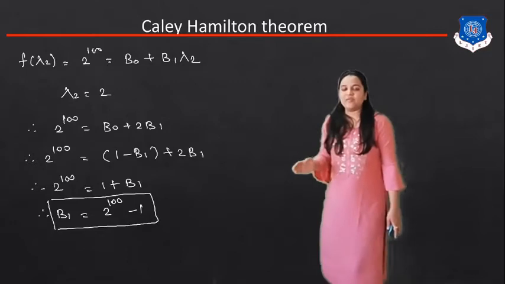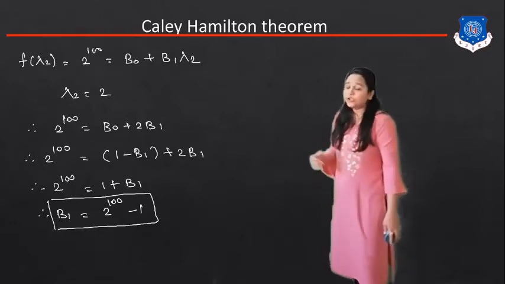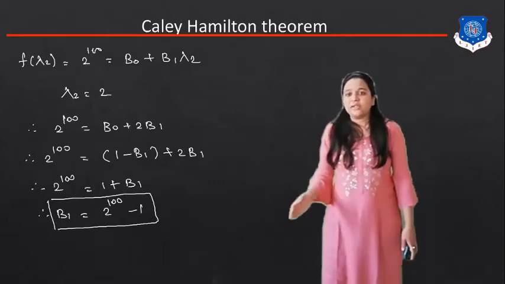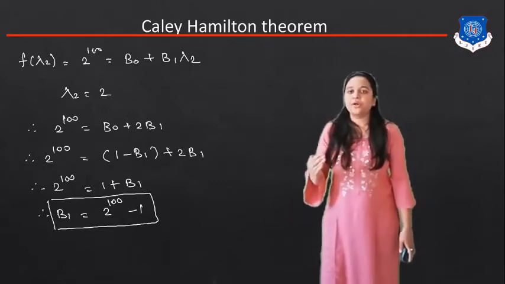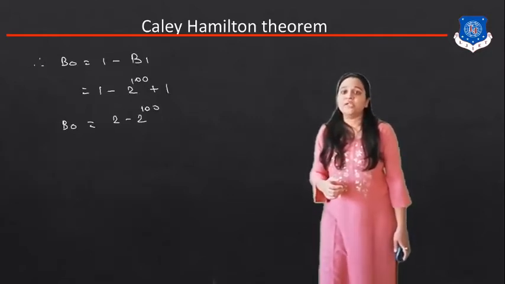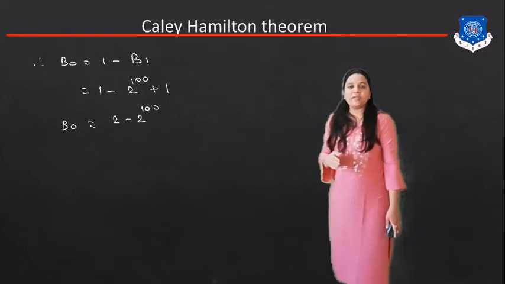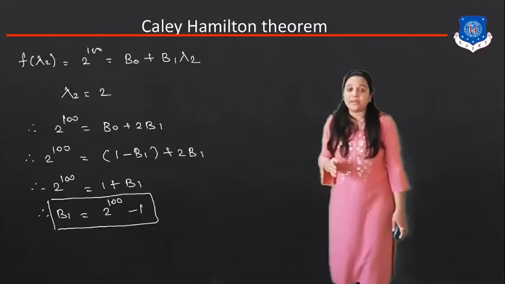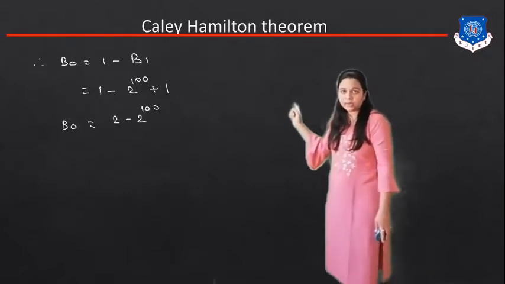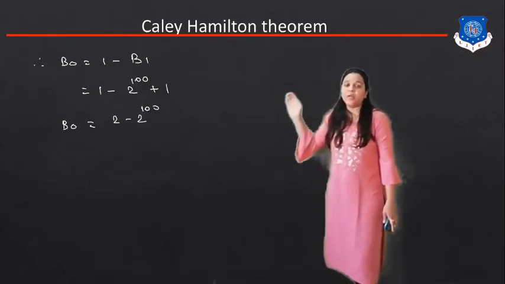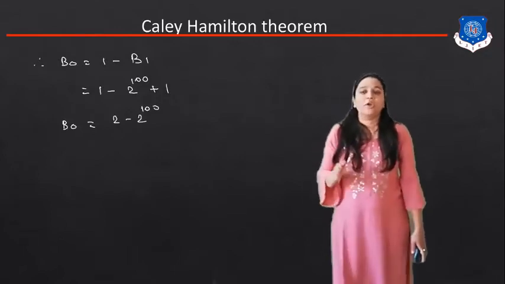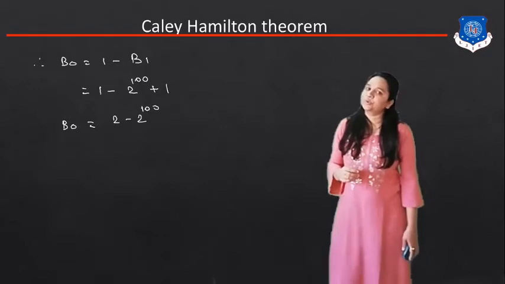Now minus b1 plus 2b1 becomes b1. So 2 raised to 100 is equal to 1 plus b1. So b1 is equal to 2 raised to 100 minus 1. Now what is the equation of b0? b0 is equal to 1 minus b1, and b1 is equal to 2 raised to 100 minus 1. So put the value of b1 in this equation, we get 1 minus 2 raised to 100 minus, minus, plus plus 1. So b0 is equal to 2 minus 2 raised to 100.